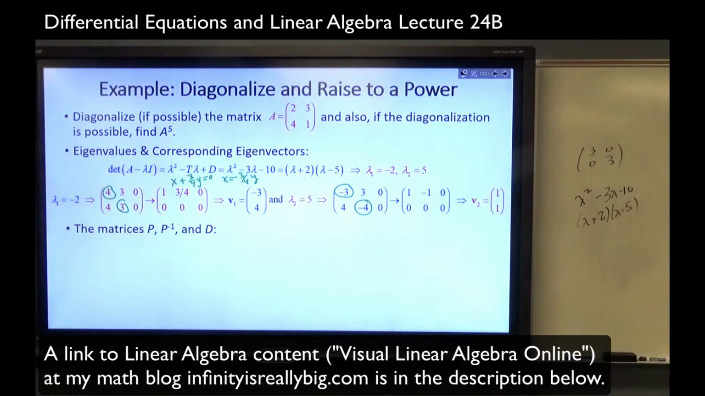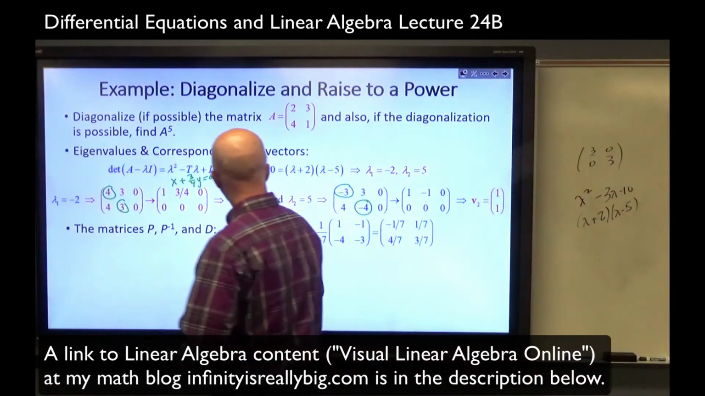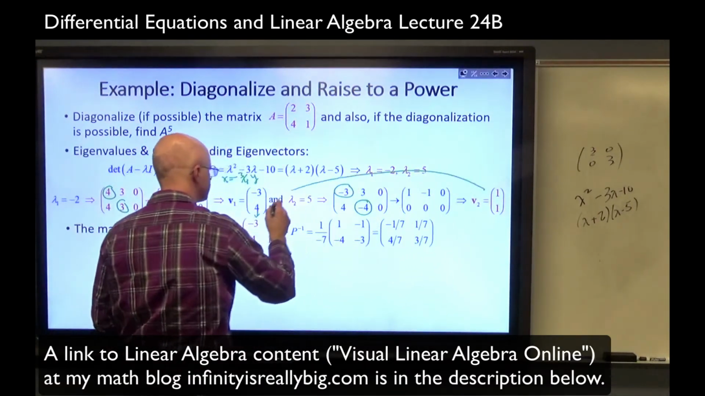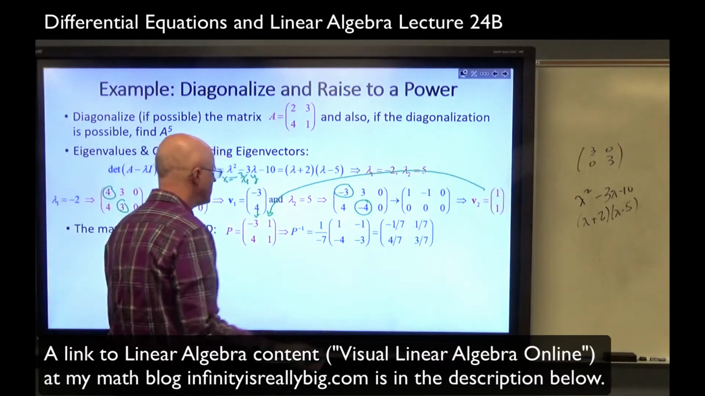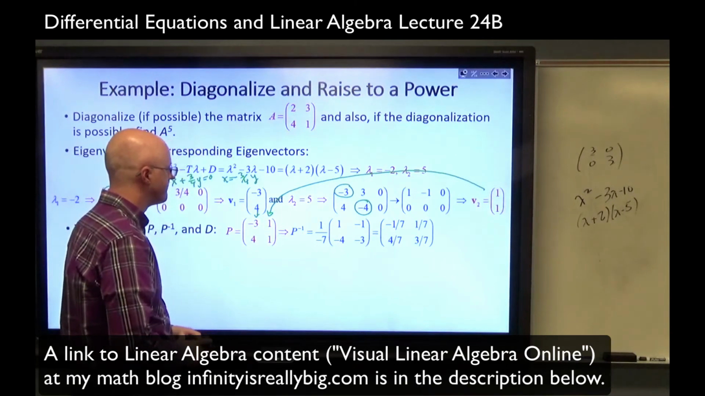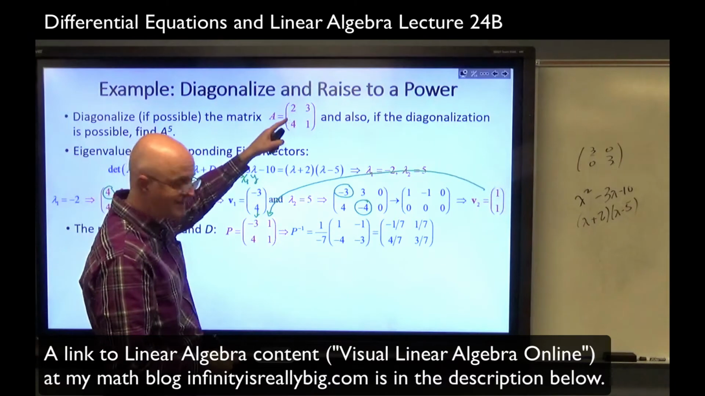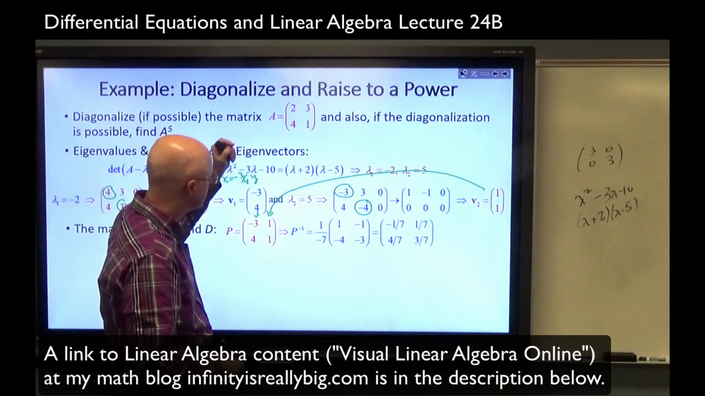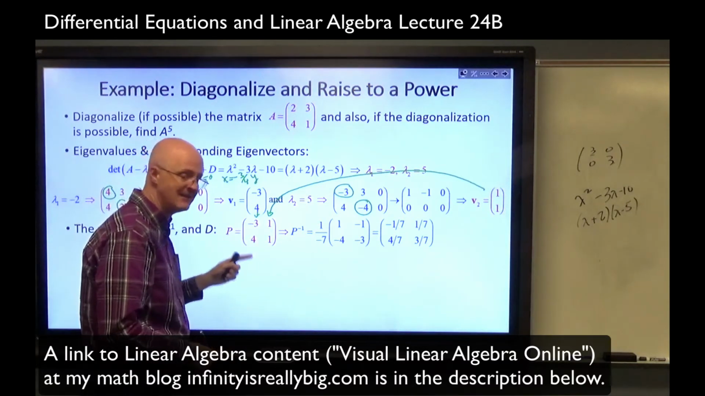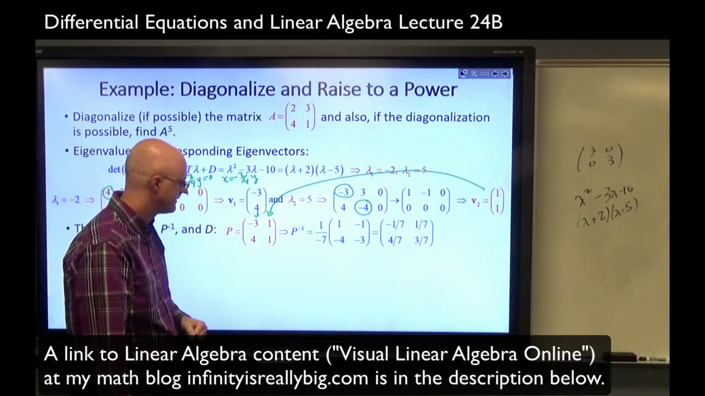Well, so what are these matrices? I did create P by making V1 be the first column and V2 being the second column. Being a 2 by 2 matrix, I've got the shortcut formula for P inverse as the scalar 1 over the determinant of P. Determinant of P is negative 3 minus 4 is negative 7.